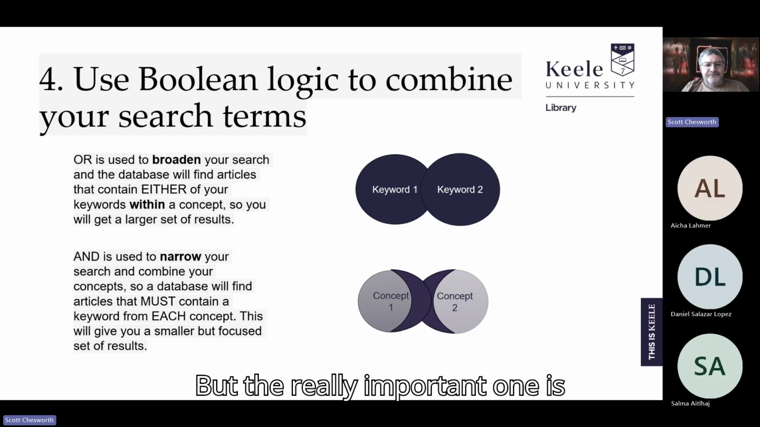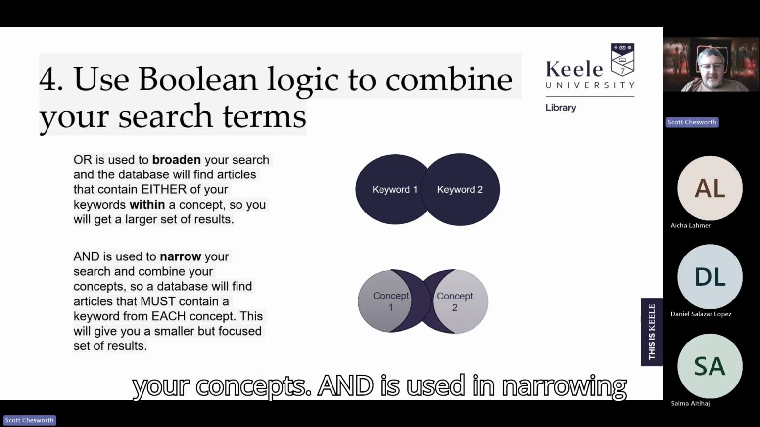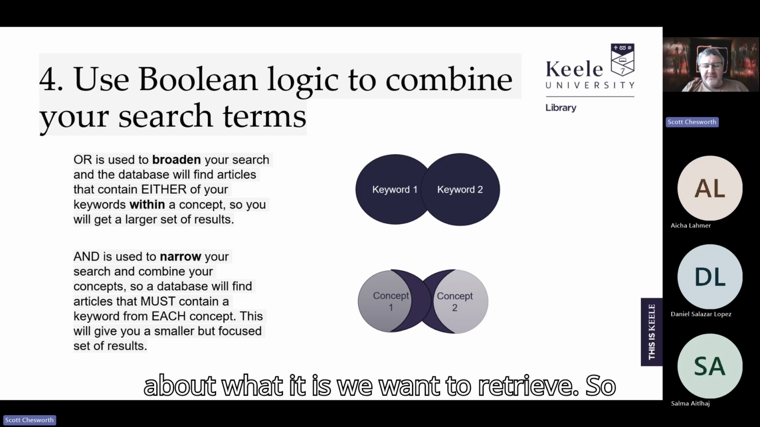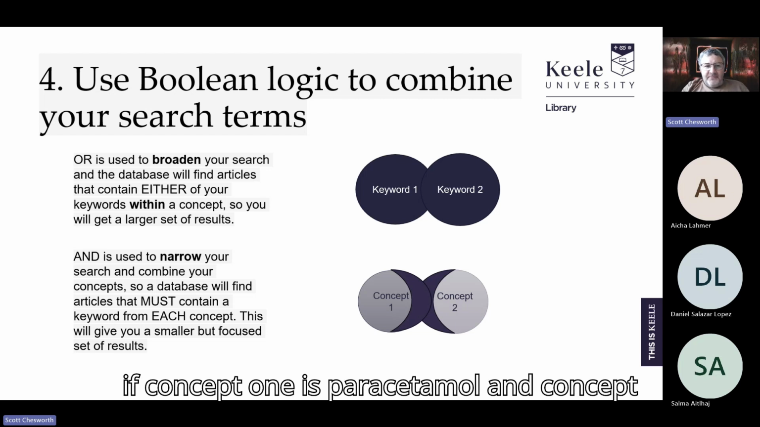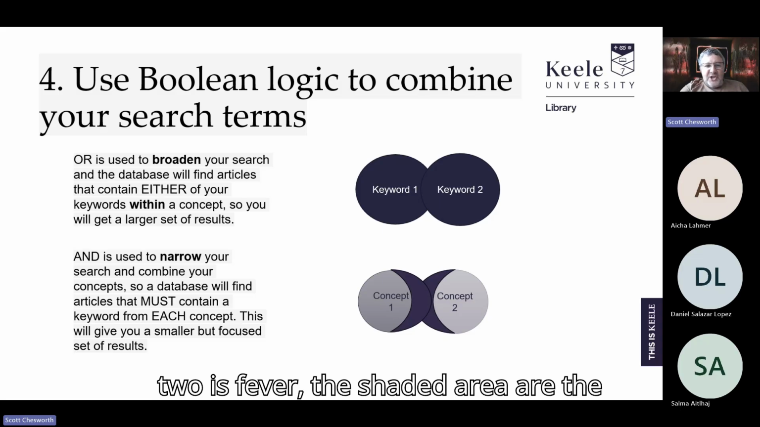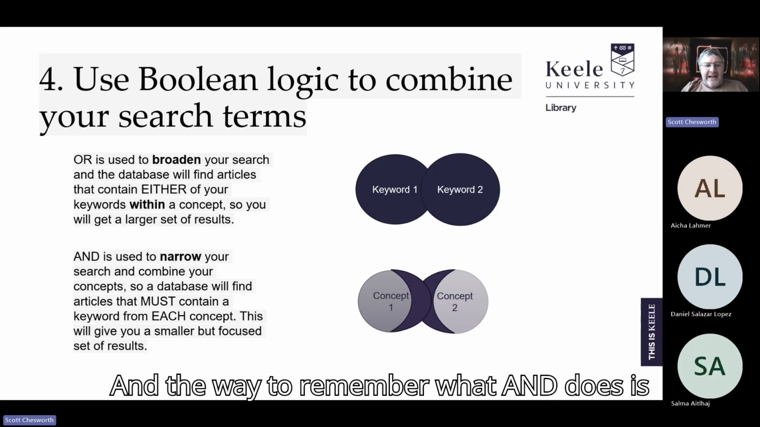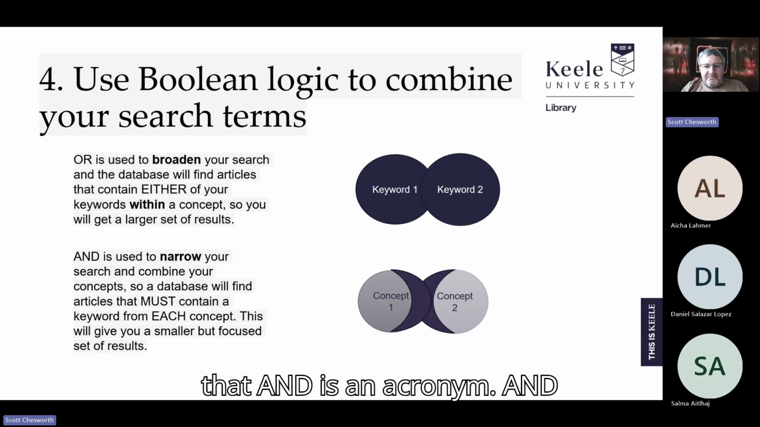But the really important one is AND. AND comes between your concepts. AND is used to narrow your search down to be more specific about what it is we want to retrieve. So if concept 1 is paracetamol and concept 2 is fever, the shaded area are the articles that must contain both of those keywords. Therefore, you get a relevant, smaller set of results. And the way to remember what AND does is that AND is an acronym. AND narrows down. So OR means more and AND narrows down.